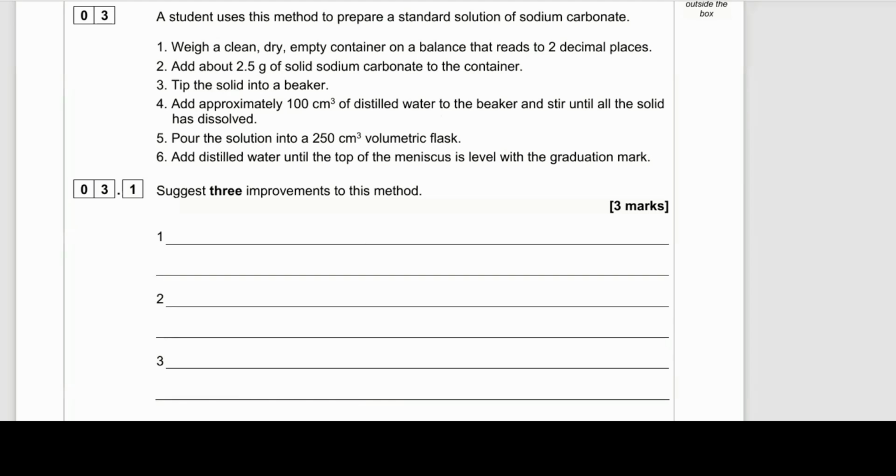Right, we're on to a whole new question. Question 3. A student uses this method to prepare a standard solution of sodium carbonate. Weigh a clean, dry, empty container on a balance that reads to 2 decimal places. Add about 2.5 grams of solid sodium carbonate to the container.